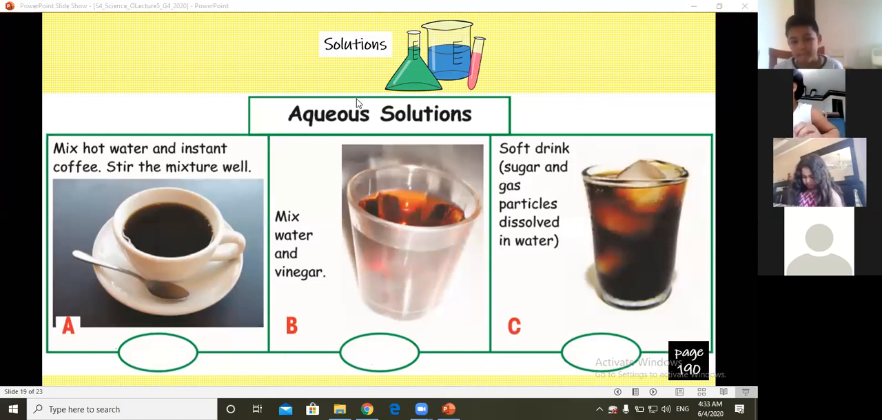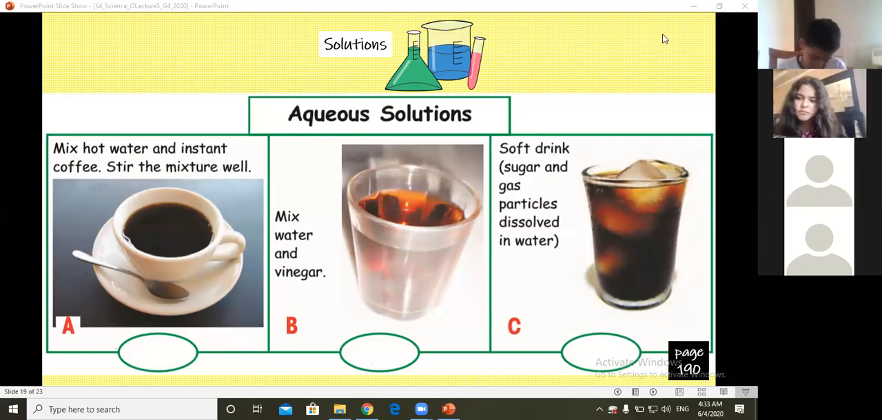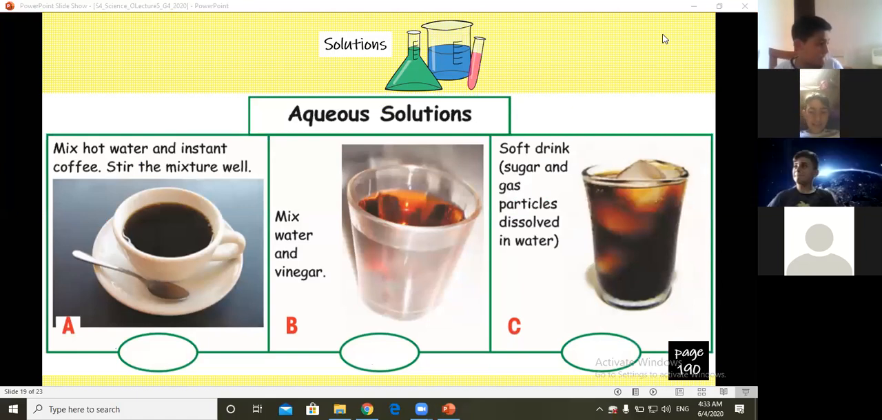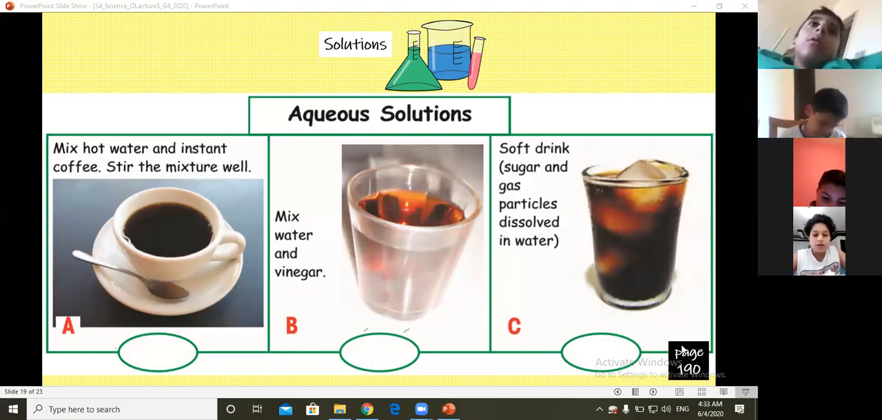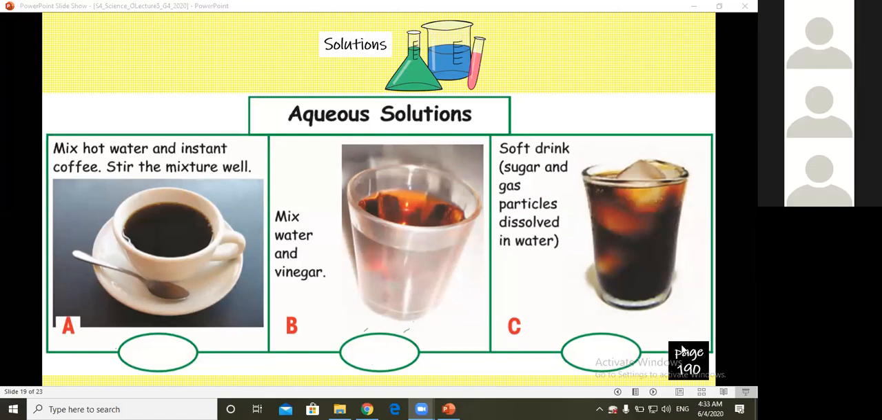What's an aqueous solution now? It's something that has liquid, gas, or solid. Miss, the first one is solid, and the second one is liquid. The third one is liquid. No, the first one is solid, the second one is liquid. When do we say that a solution is an aqueous solution? When it has solid, liquid, or gas. Yes! The last one is gas.